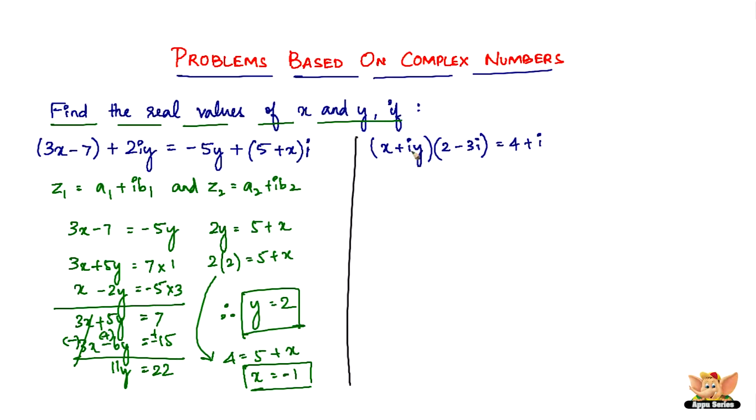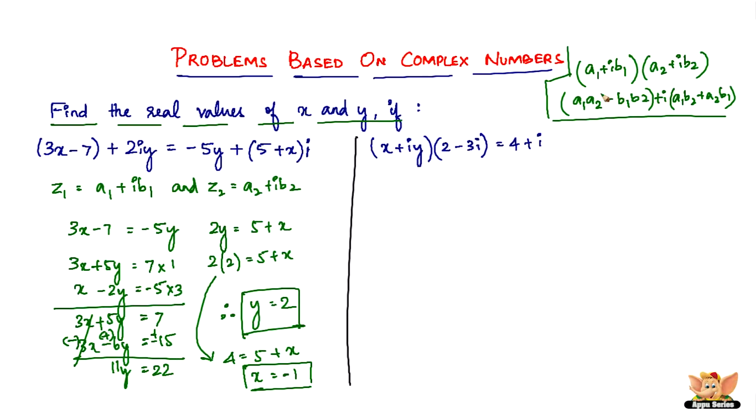Find the real values of x and y if (x + iy)(2 − 3i) = 4 + i. Before we do anything, we need to multiply these two things. I hope you remember the multiplication rules of complex numbers. If there are two complex numbers, a1 + ib1 and a2 + ib2, and these two have to be multiplied, you have a1a2 − b1b2 + i(a1b2 + a2b1). This is the formula that you have to follow for multiplication of complex numbers.